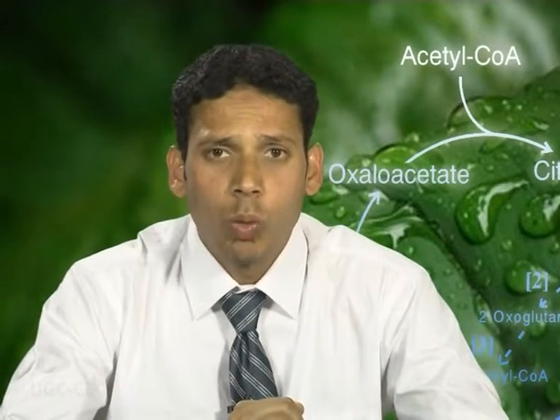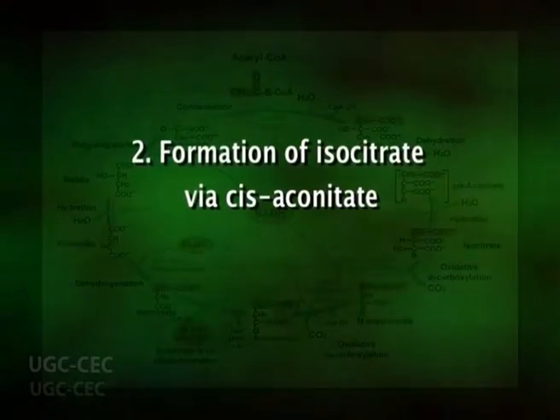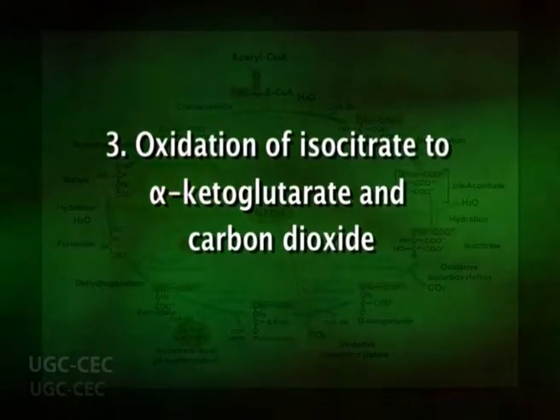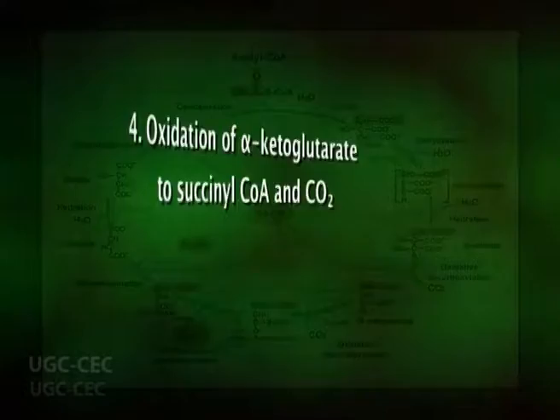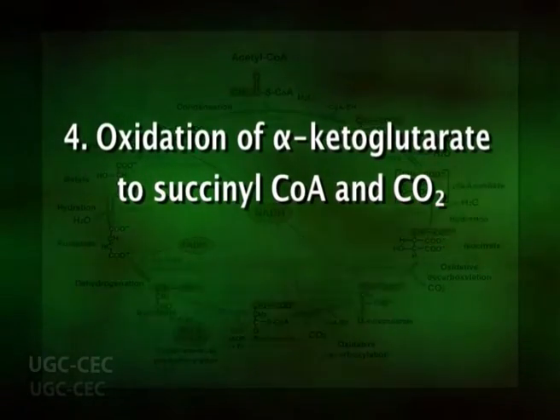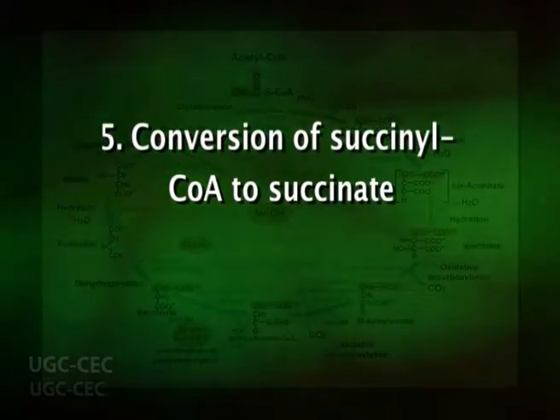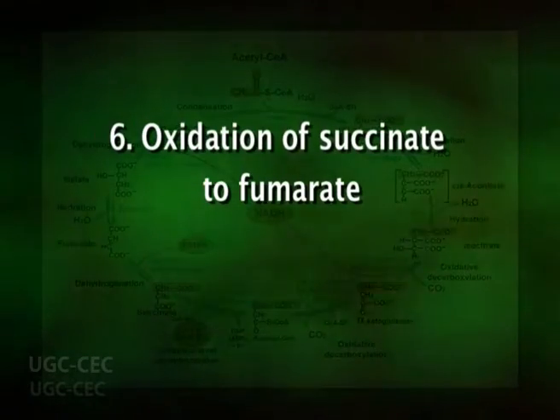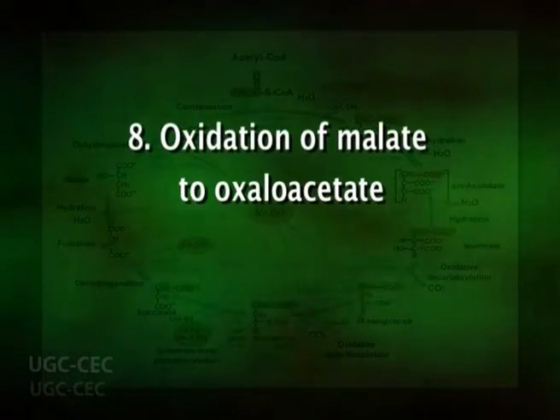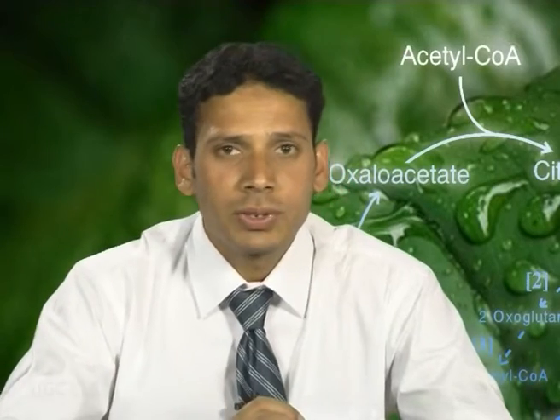The 8 steps involved are: step 1, formation of citrate; step 2, formation of isocitrate; step 3, oxidation of isocitrate to alpha-ketoglutarate and carbon dioxide; step 4, oxidation of alpha-ketoglutarate to succinyl coenzyme A and carbon dioxide; step 5, conversion of succinyl coenzyme A to succinate; step 6, oxidation of succinate to fumarate; step 7, hydration of fumarate to malate; then step 8, oxidation of malate to oxaloacetate. Now these steps in detail.